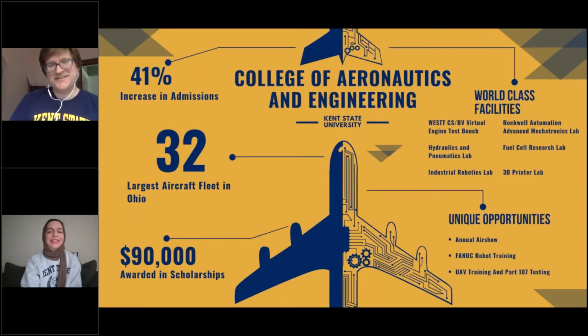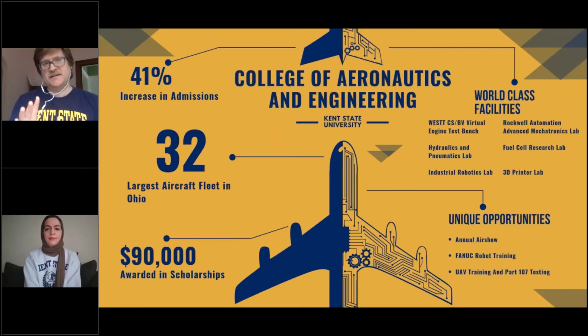But we'll start with the College of Aeronautics and Engineering. We actually have our own airport. It's about 5-10 minutes down the road from campus. We have 32 airplanes in our fleet, the largest in Ohio. And we're only one of about, I don't know the exact number, but one of about 30 schools that have this type of facility, as well as the type of accreditation that we have. So students can learn to be pilots.